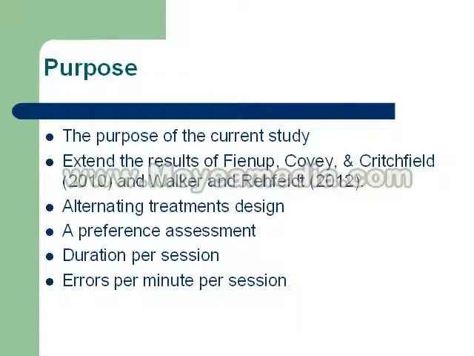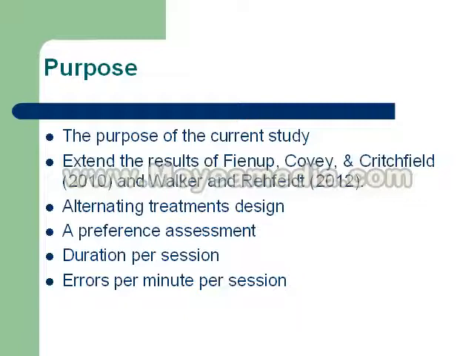Therefore, the purpose of the current study was to utilize an equivalence-based instruction protocol with a linear series design to extend the results of Fienup, Covey, and Critchfield 2010 and Walker and Rehfeldt 2012 to adults with developmental disabilities outside the educational system. The current protocol included a test for emergent topography-based typing responses.